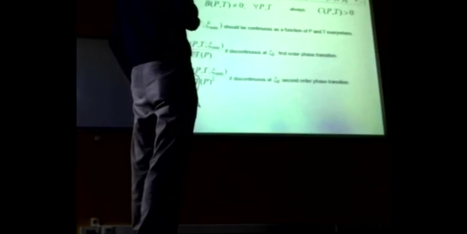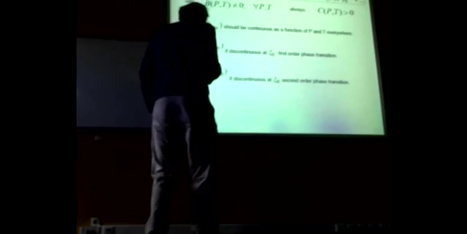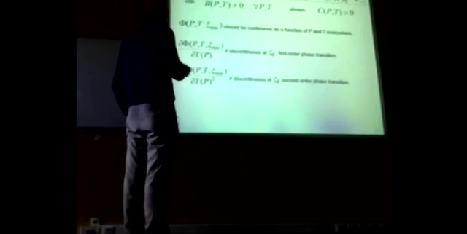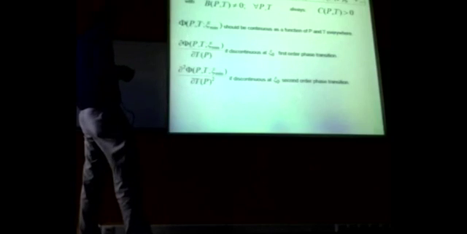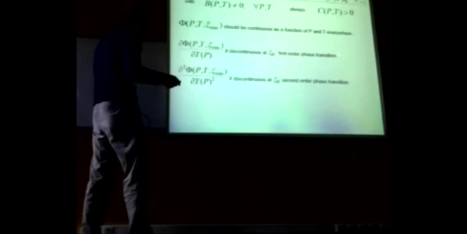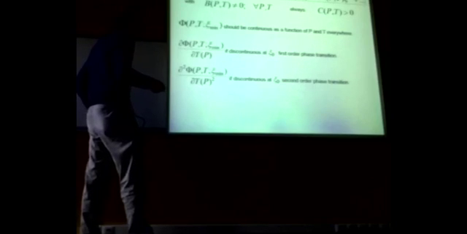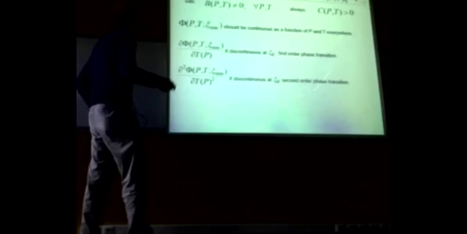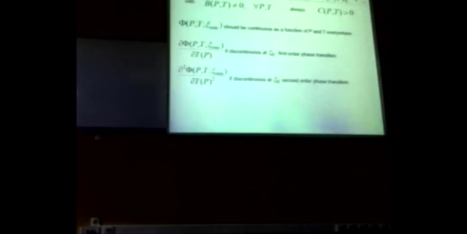Now, in the case as a function of p and t, we can define now that the thermodynamic potential should be continuous as a function of p and t everywhere. But the derivative can be discontinuous at a certain value, and if we have that, then we have a first order phase transition. And if the second derivative is discontinuous at a certain value, but not the first one, we have a second order phase transition. This is the Ehrenfest classification of phase transitions.